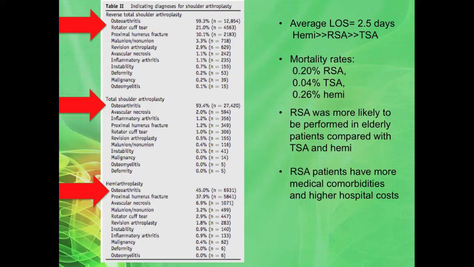The reverse shoulder arthroplasty patients were more likely to be performed in the elderly patients compared with those who underwent a total shoulder or a hemiarthroplasty. Reverse shoulder arthroplasty patients have more medical comorbidities and higher hospital costs.